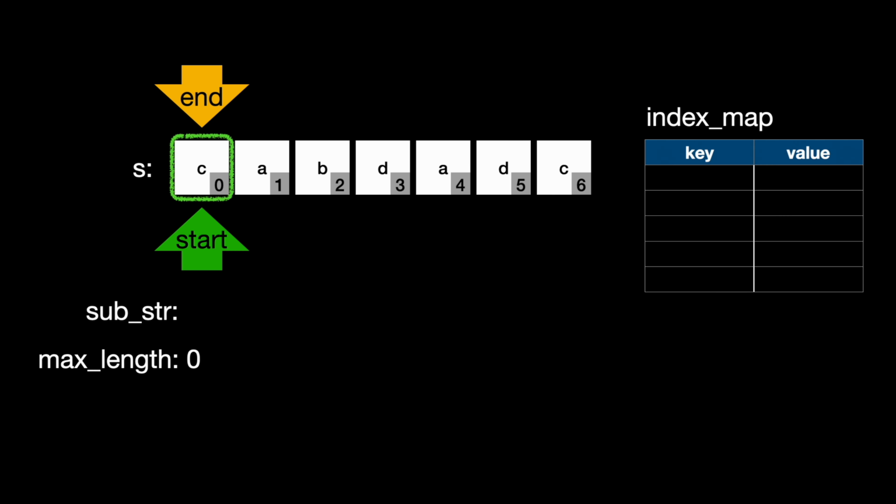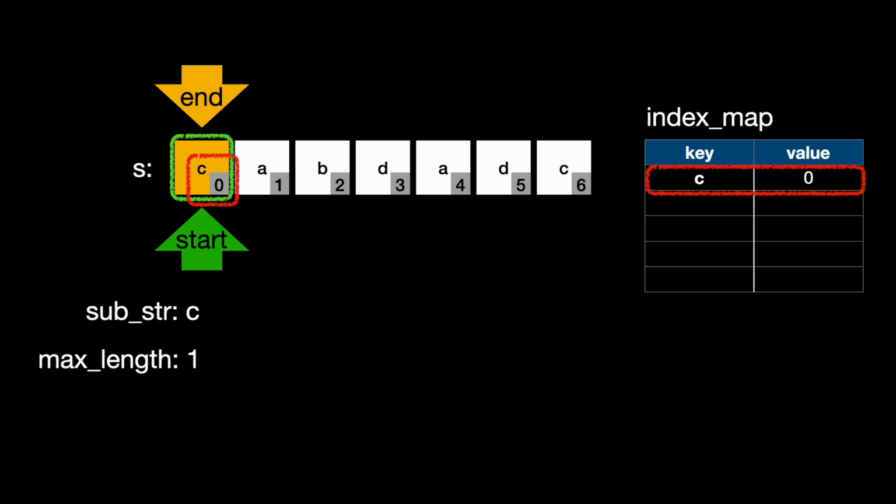Alright, let's walk through an example step by step so this really makes sense. Let's say the input string looks like this. We start with both start and end at index 0. The character at end is C. Is it in our index map? Nope, it's not. So we don't need to move start. Our current substring is C, and we update max length to 1. We also store C in the map with its index.